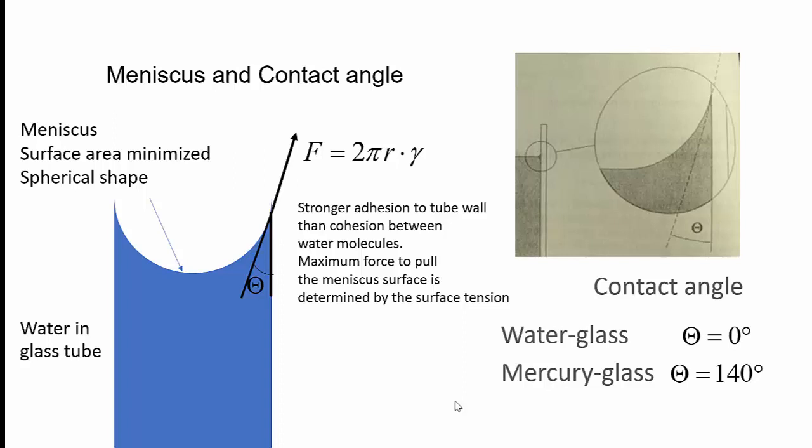This contact angle is equal to 0 for water meeting glass, but it's different with other fluids and other solids. For instance, mercury in glass is 140 degrees. That means this meniscus is flipped with the top upwards, and it's actually pressing down the mercury if we have mercury in glass, so the capillary rise is negative.